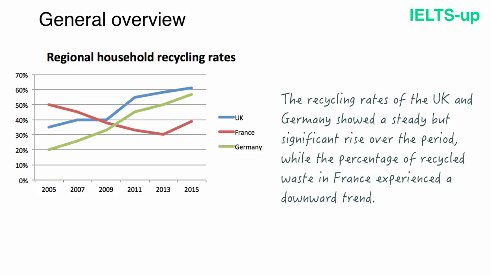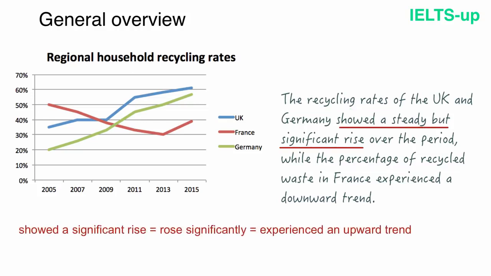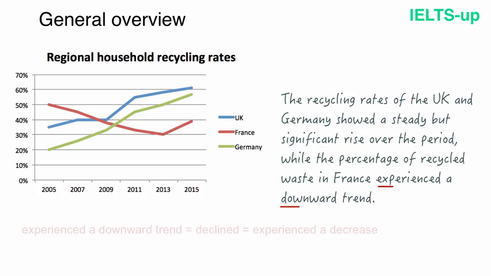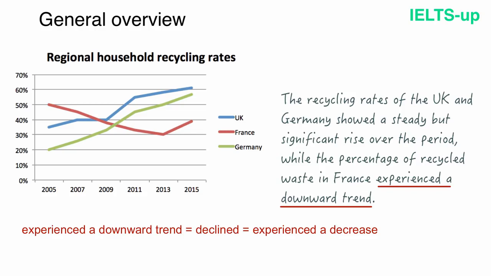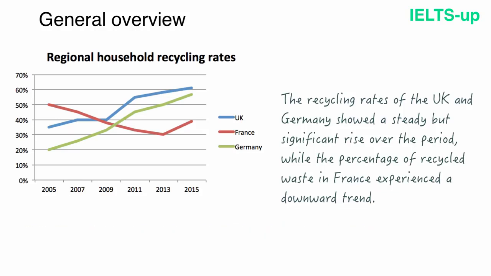Next, instead of "showed a significant rise", I could also use "rose significantly" or "showed an upward trend". And instead of "showed a downward trend", I could say "declined", "experienced a decrease", and so on. So that's all with our overview.